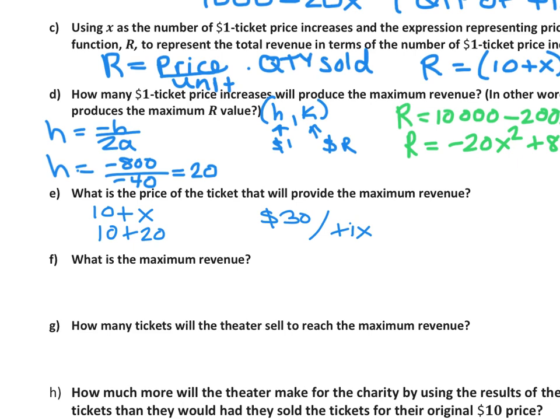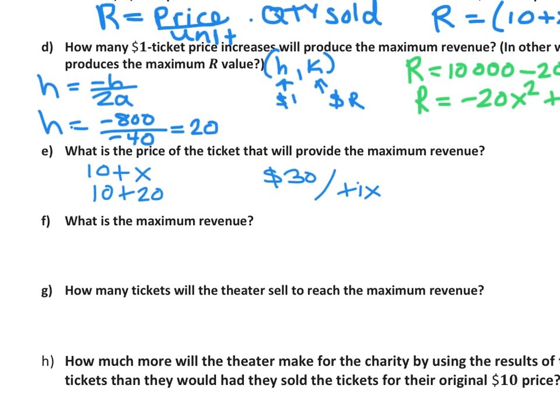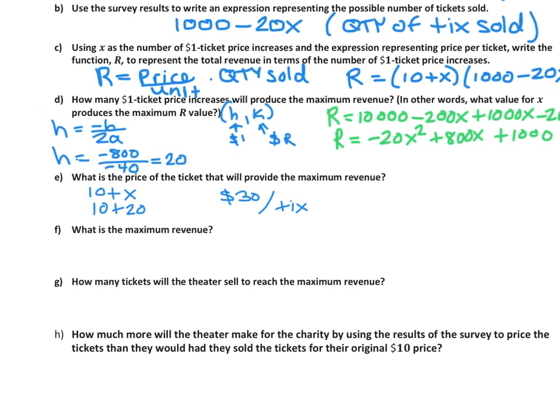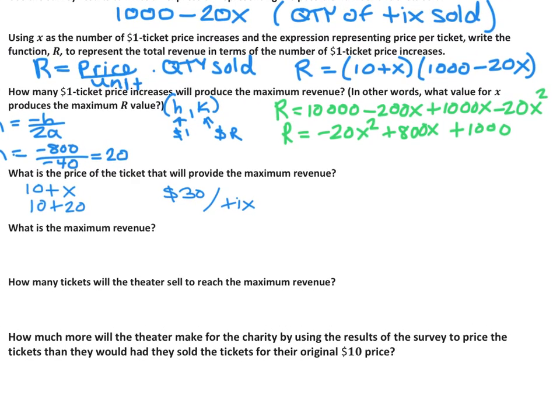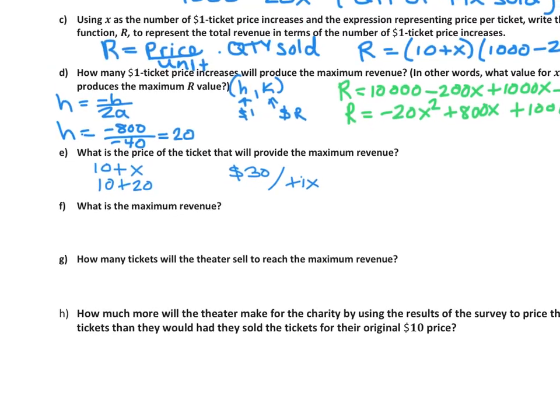Now, what is that revenue when we sell $30 per ticket? We know we're not going to fill the theater. We're going to sell a lot less seats, but we're going to bring in more money. We're going to use our function and we're going to substitute in to solve for the output. Now, you may be tempted to substitute in 30 here for our x, but remember this x does not represent the price per ticket. It represents the number of $1 increases over our $10. So the number that we're going to be substituting in here for x is going to be that 20.